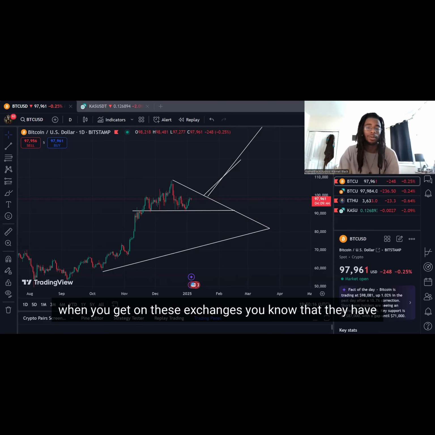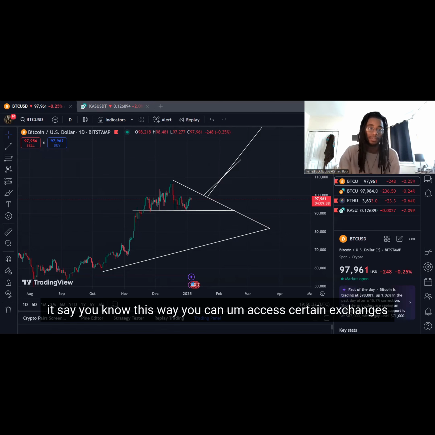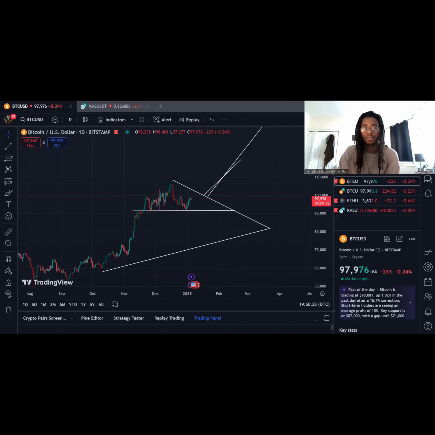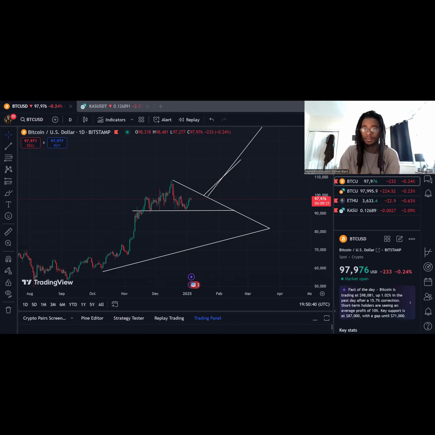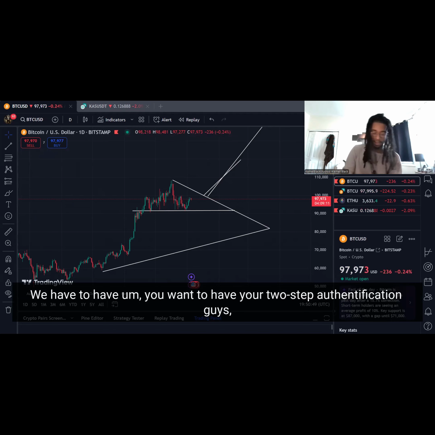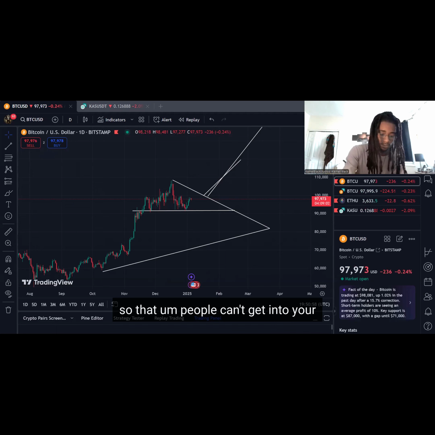When you get on these exchanges, you know that they have KYC. In some places it's not available, so you need a VPN this way you can access certain exchanges. All right, I have to log back in. You want to have your two-step authentication, guys, so that people can't get into your account.